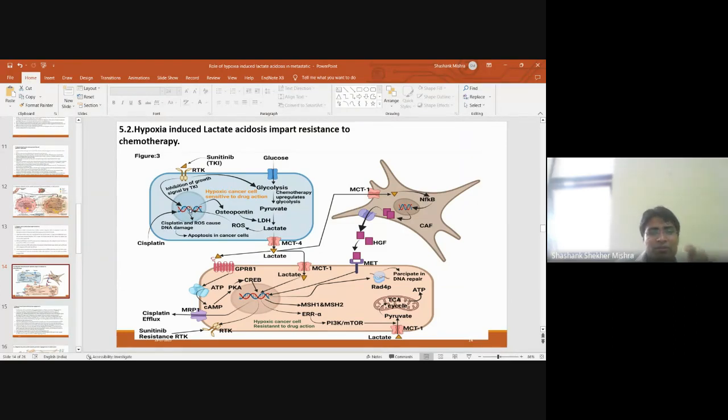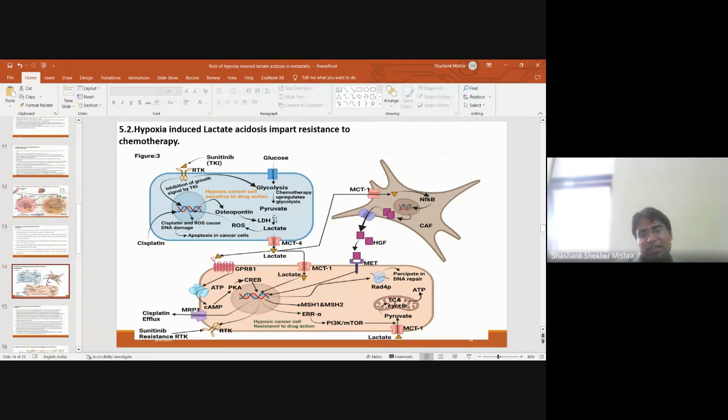But these drugs themselves also have some role in the development or acquisition of resistance. Here you can see the action of sunitinib through RTK, or cisplatin-generated ROS, which cause DNA damage. At the same time, you can also see the production of osteopontin. Osteopontin protein again has a role: it activates the synthesis of LDH, lactate dehydrogenase.